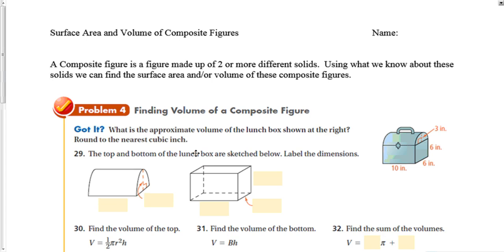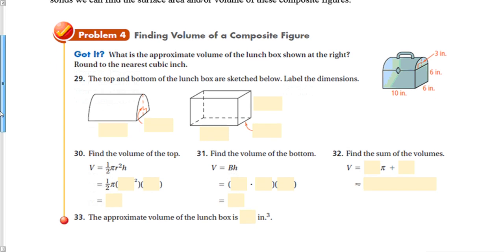Hello, today we are talking about composite figures and finding the surface area and volume of those. Composite figures simply means we've got two or more different solids put together to create a new solid. So we're going to use what we know about surface area and volume of those things to come up with the surface area and volume of a new shape.